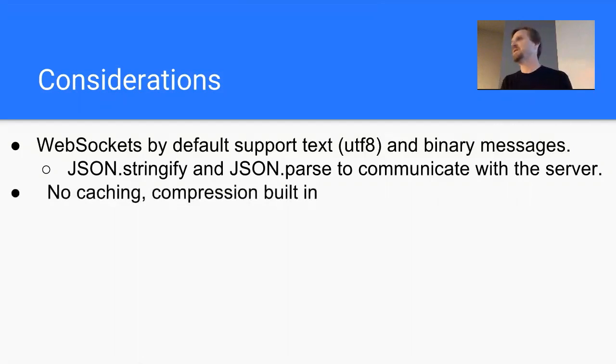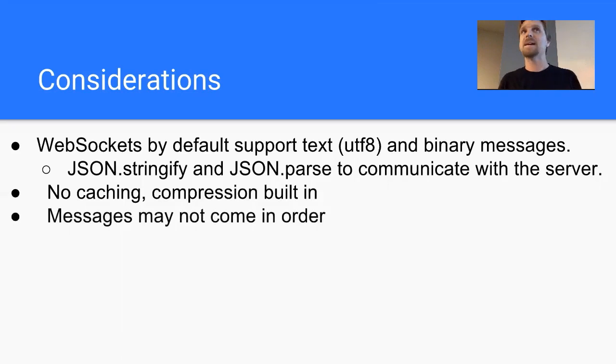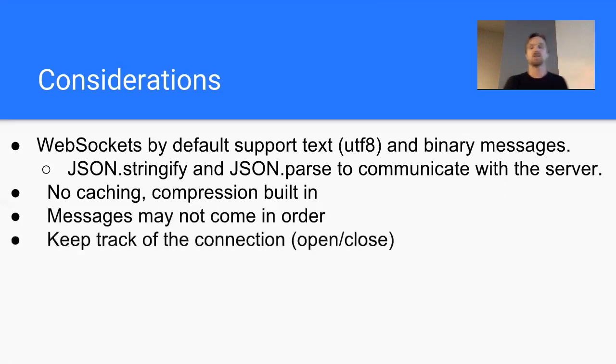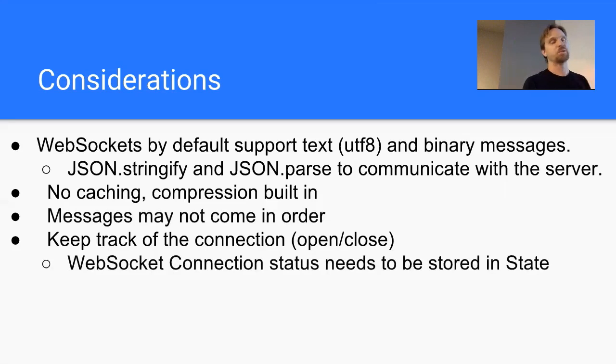There's no caching or compression built into sockets. It's just messages coming back and forth. Because you can do binary, if you have really large objects, you could compress them on the server side and then send them down and use some kind of JavaScript decompression framework. Messages may not come in the order that you expect. You're in charge of keeping track of your connection, to open and close it. If you lose connection, you have to reopen it. So the recommendation is to store that in state. You'll get an alert that the connection's been closed, so you tell state dispatch, hey, it's closed, so I have to reopen it and do whatever you want there.